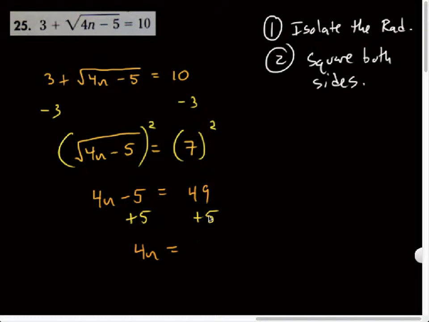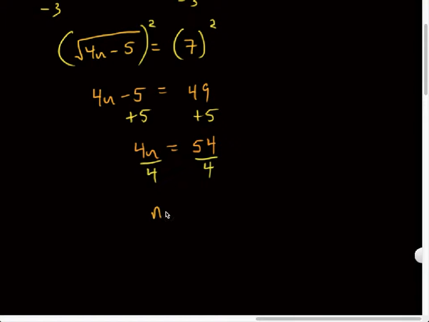4n is equal to, what's that? 54. My goodness. And then divide by 4. Is that going to equal 27 halves, I believe? Because 2 goes into both of those. I believe so.